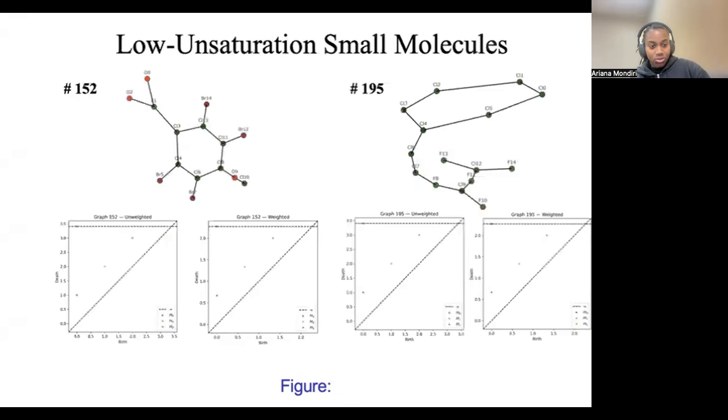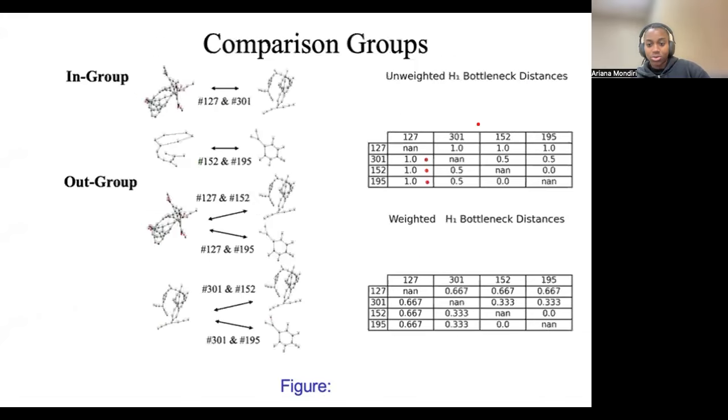Now comparing the two low unsaturation molecules, we have the 152 and 195. Those have a pretty similar structure, one cycle and then a tree-like structure, and they have the same persistence diagrams, so you would expect the bottleneck distance to be pretty small. So if you look at the molecule 152 here and 195, the bottleneck distance is 0, which is consistent with what we would expect.